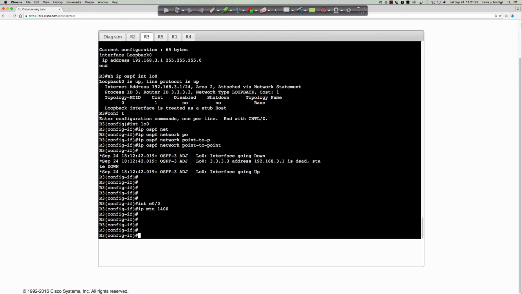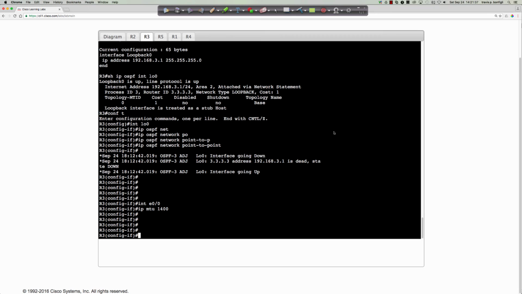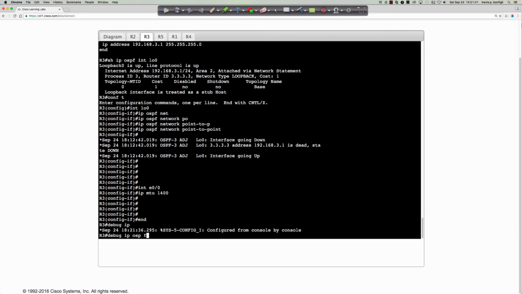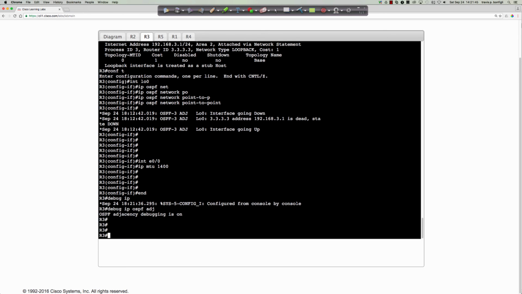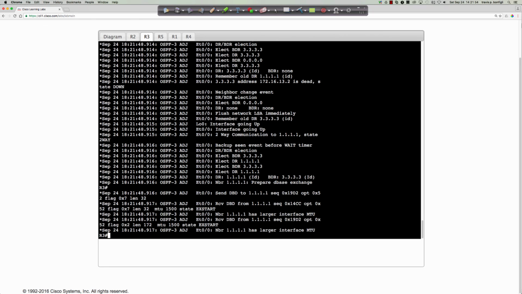And on the other side, if I'm looking at router 3 here in the diagram, I didn't make any change to router 1. So now we have a mismatch in the MTU. So let's go ahead and kick off debug IP OSPF adjacency. So we're debugging that, and let's say clear IP OSPF process. We'll say yes. And in this debug, what we're going to start to see, and there you go. I mean, boy, that was pretty quick.